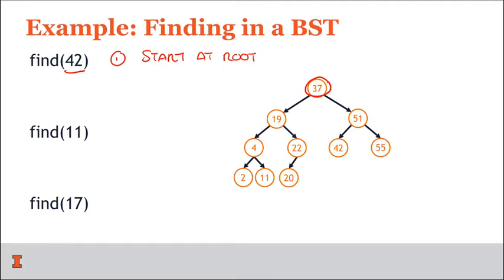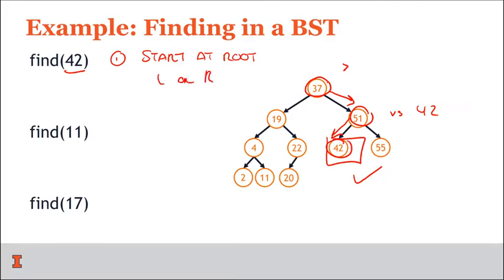37 is greater than 42, so we need to move right to find where 42 may be located. Looking at 51, we find that 42 is less than 51, so it must appear in its left subtree. And finally, we found the node 42. So we start at the root. At each level, we determine if we move left or right until we find the node.